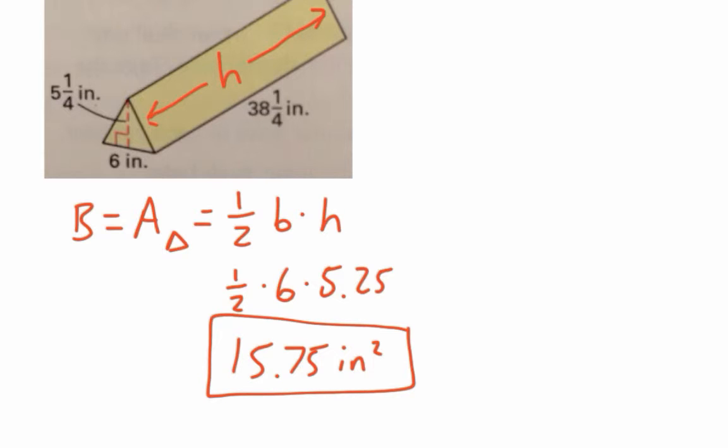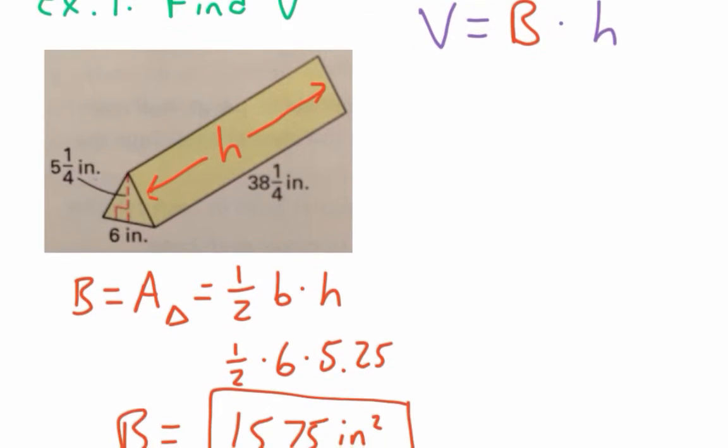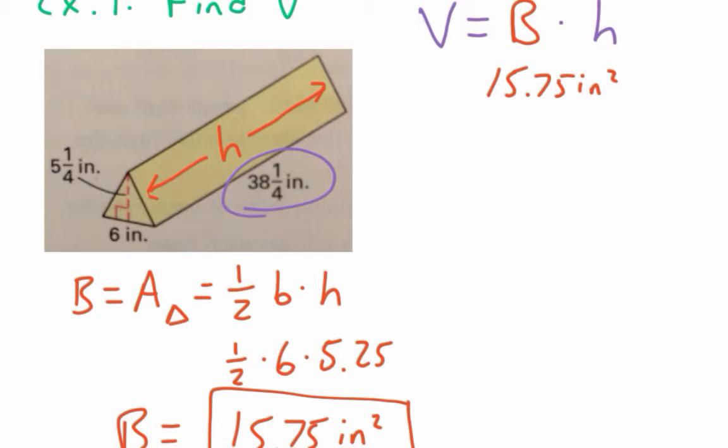Which now is really our capital B, if you want to call it that. So we could take my 15.75 and put it right there in our equation. So 15.75, and why not, I'll put in the units, inches squared. Now our height has to be that number there. That's the distance to the other base. So times 38 1/4, or 38.25 inches.